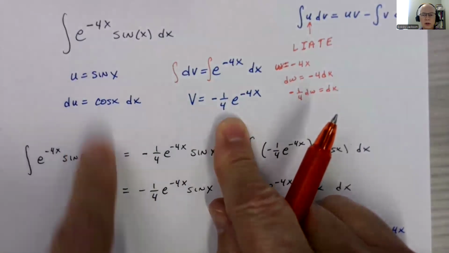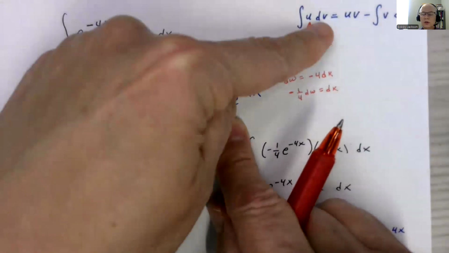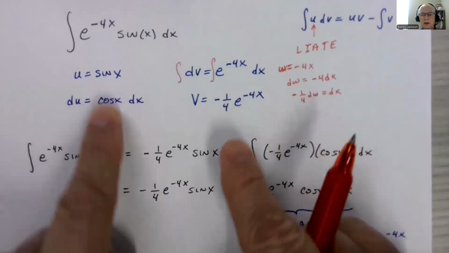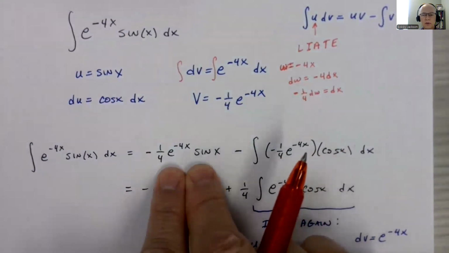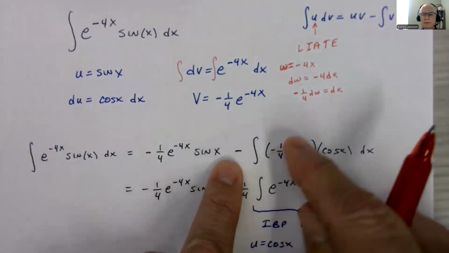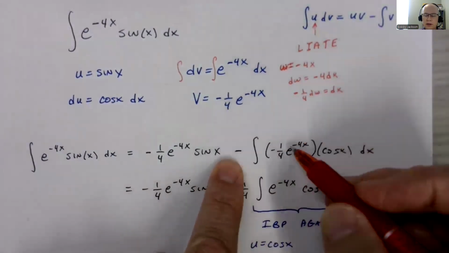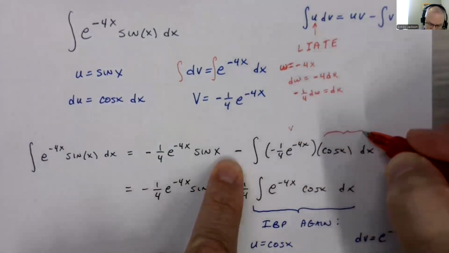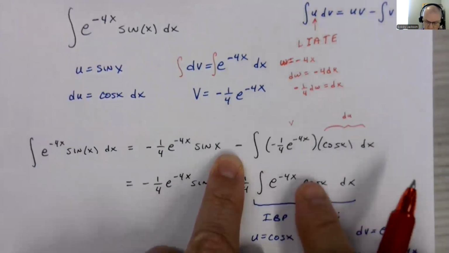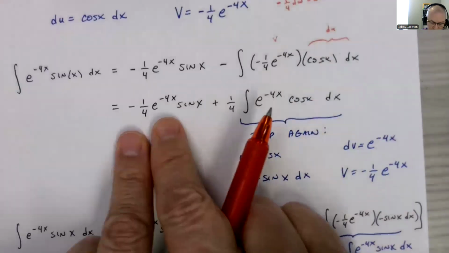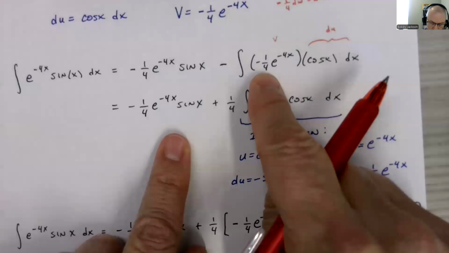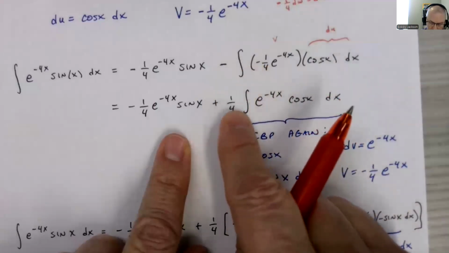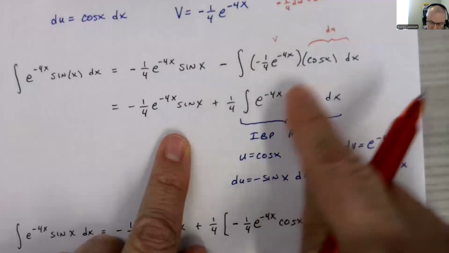Okay, so now we're ready. We've got our integral here. It's uv: sine of x times negative 1/4 e to the negative 4x, we can write that way, minus v du. So v is here, and this is cosine of x dx, that's the du. So let's clean this up a little bit. This will be minus 1/4, we can pull out as a constant multiple. Negative times negative, positive 1/4, and I'm left with e to the negative 4x cosine of x.